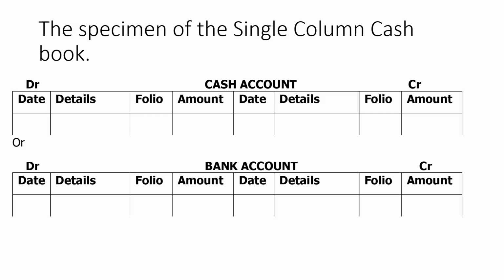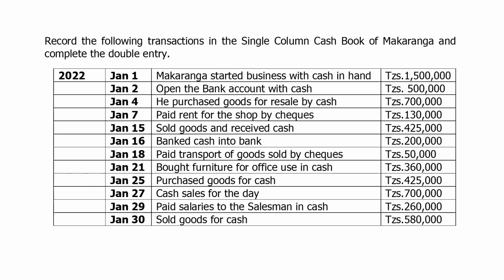The specimen of a single column cash book has the cash account and the bank account. Both have a debit side and a credit side. The left hand side is the debit side, and the right hand side is the credit side. It maintains a column for date, followed by the amount for both the cash account and the bank account. Let us use one example to illustrate how this can be done.